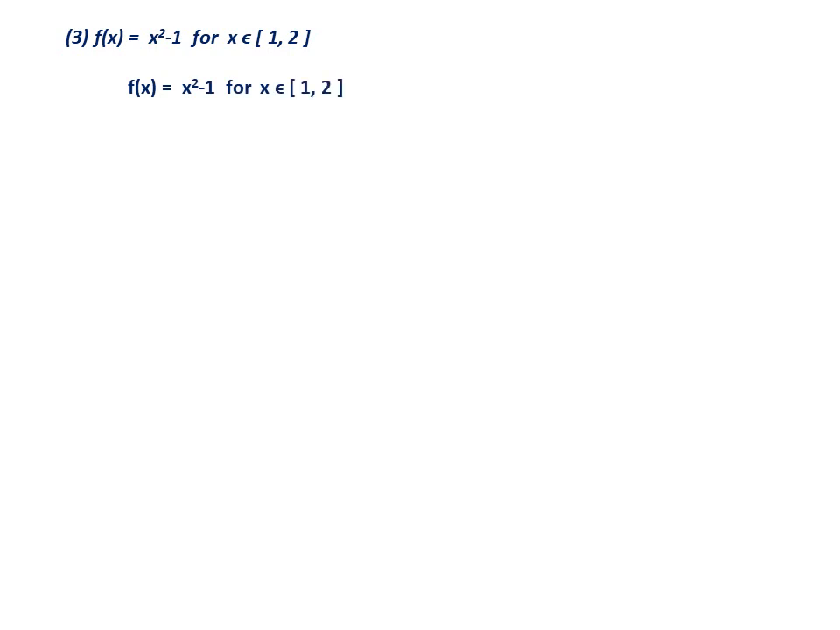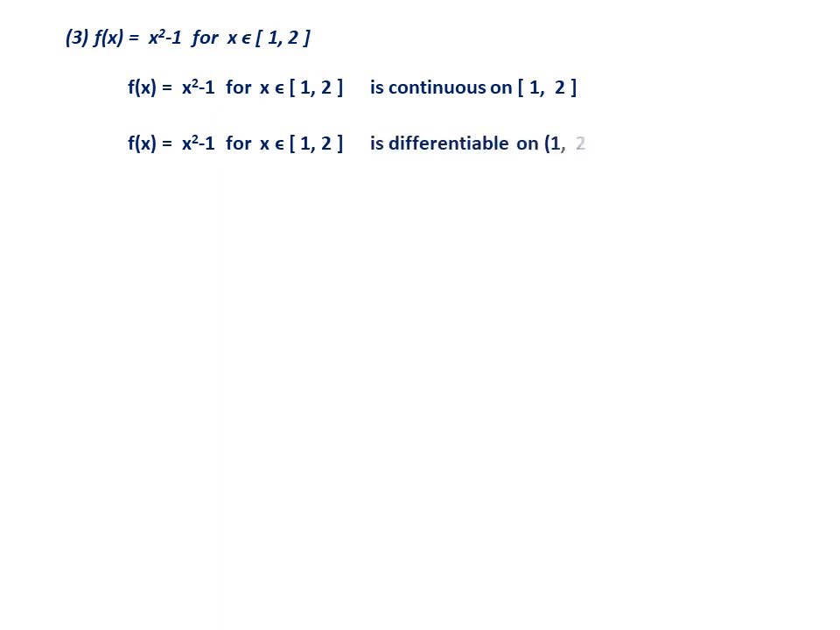Then for the next one, f of x equal to x square minus 1, interval is 1 to 2. Now here it is continuous, definitely, because it is a polynomial function, and f of x is also differentiable in the open interval 1 to 2. So these first two conditions are satisfied. Therefore, we have to proceed. f dash x equal to 2x, differentiation of x square minus 1. Now, f dash c equal to f of b minus f of a divided by b minus a. This is the formula we have to apply.